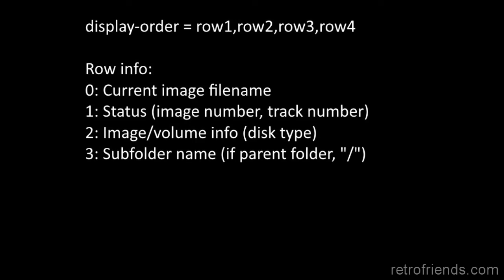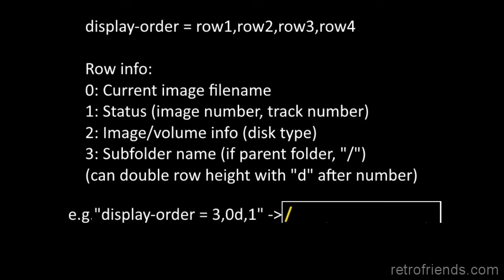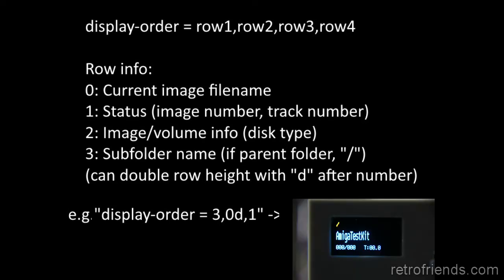You separate them with commas, and you select a double height option by putting in a D right after one of the numbers. For example, if I want the folder name on top, then the image name second double sized, then below it the status, I would put display order equals 3,0D,1. That's actually the default if you select 64 pixel high screens in the previous setting. If you specify more items than the OLED can display, those items are simply pushed off the bottom of the screen and are not displayed.